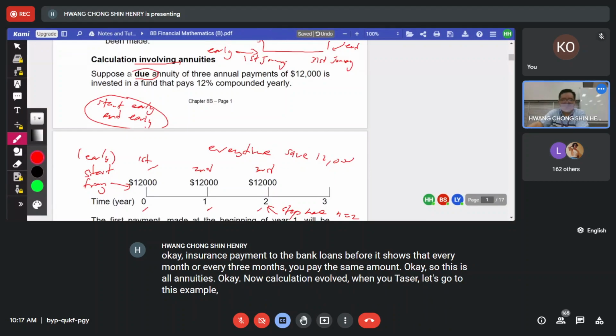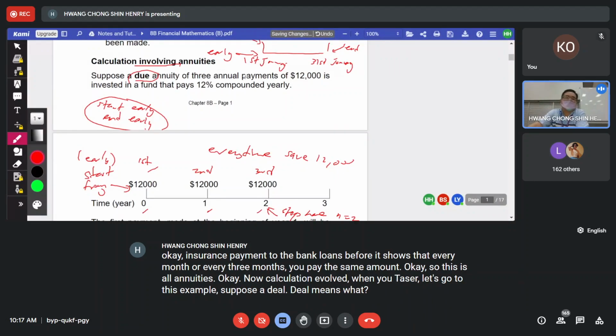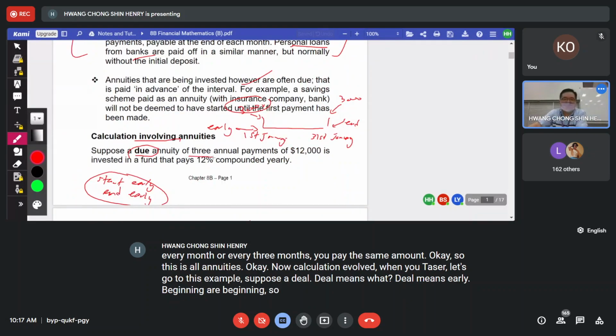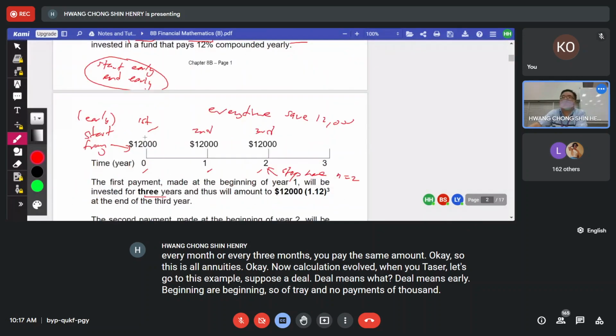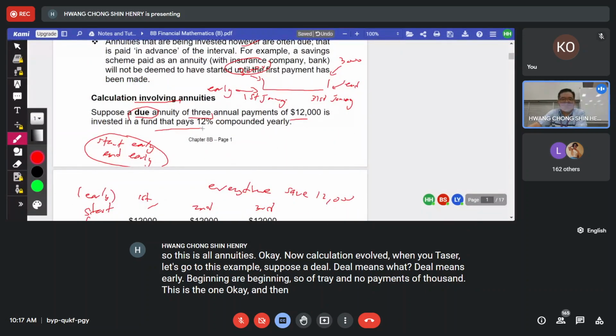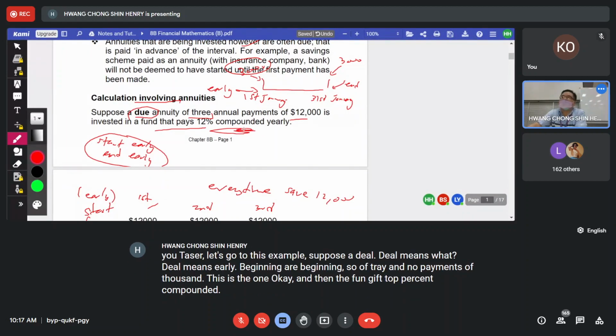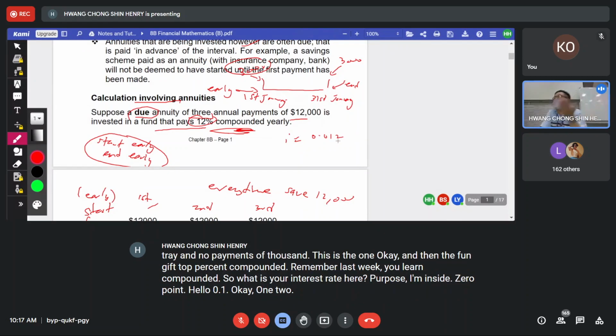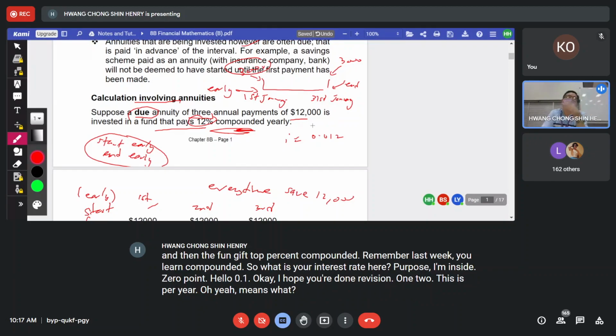Now suppose an annuity due. Due means what? Due means early, beginning. So 3 annual payments of 12,000. This is the one. Okay, and then the fund gives 12% compounded. Remember last week you learned compounded. So what is your interest rate here? 12% means 0.12. I hope you've done revision. This is per year. Per year means divide by 1. So you can write here per year.